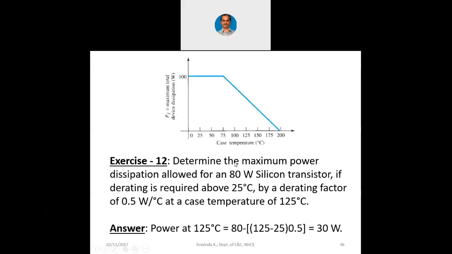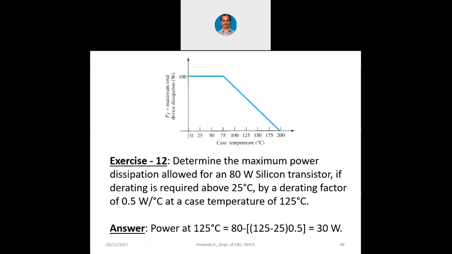So an exercise is: determine the maximum power dissipation allowed for an 80 watt silicon transistor if derating is required above 25 degrees centigrade by a derating factor of 0.5 watt per degree centigrade at a case temperature of 125 degrees centigrade. Now look at this. The transistor will handle 80 watts of power at 25 degrees centigrade.